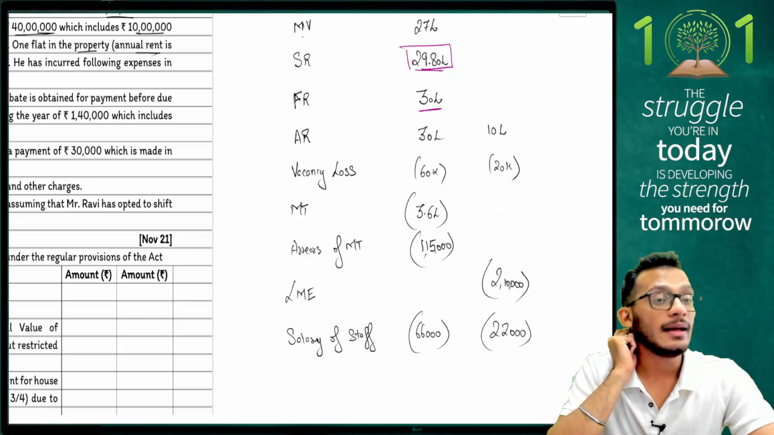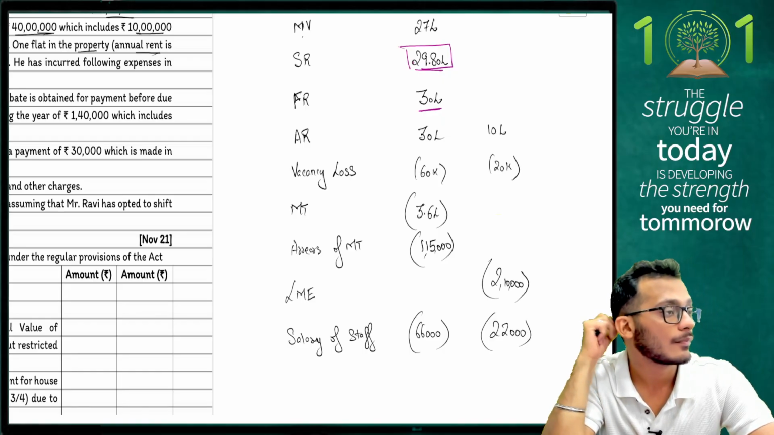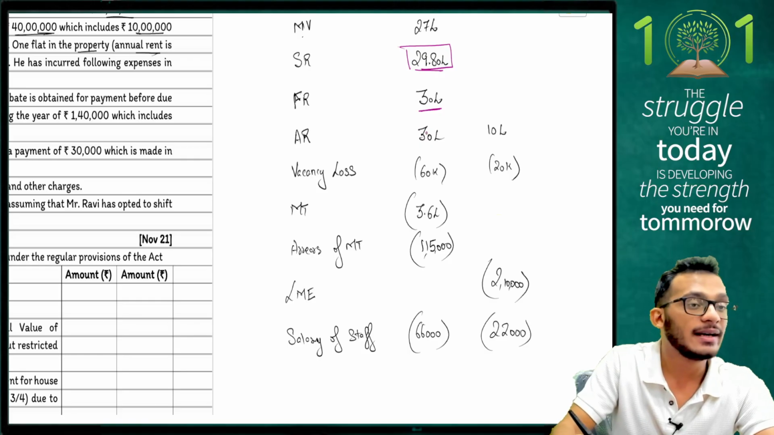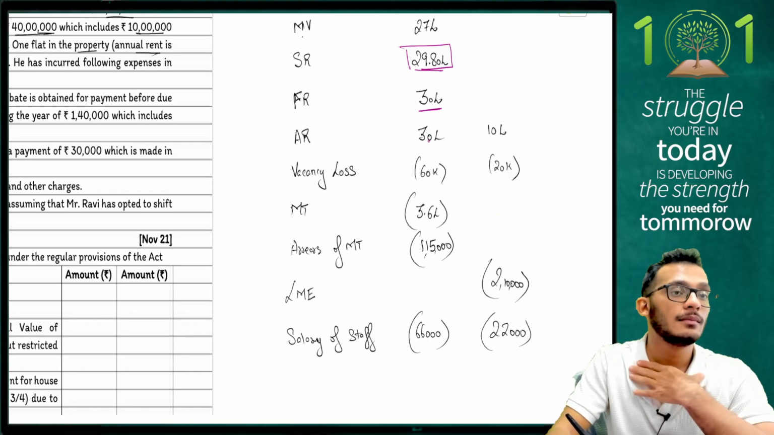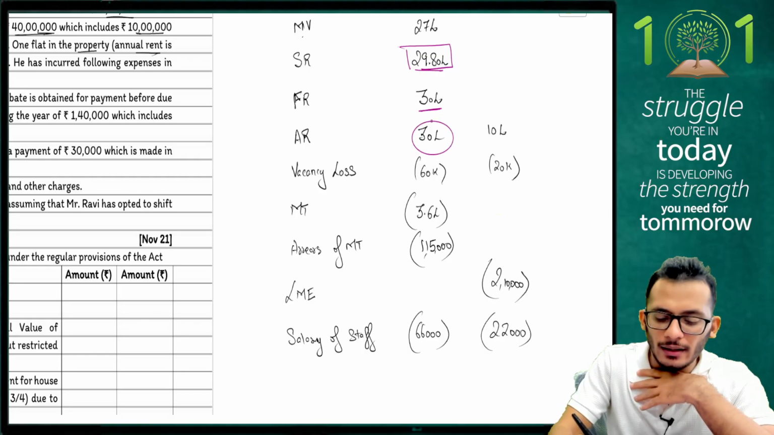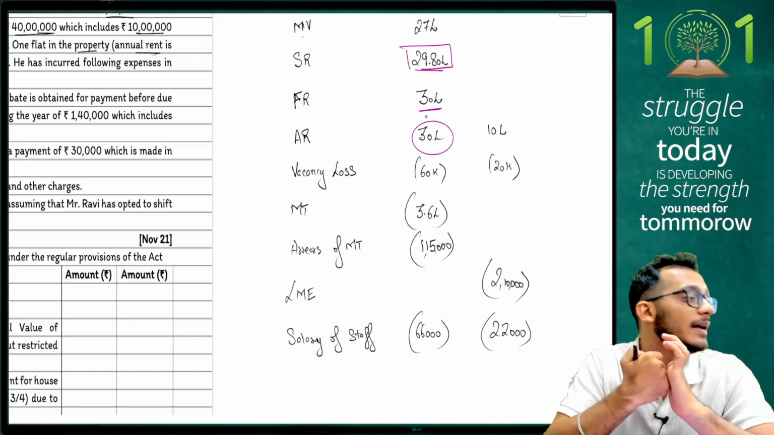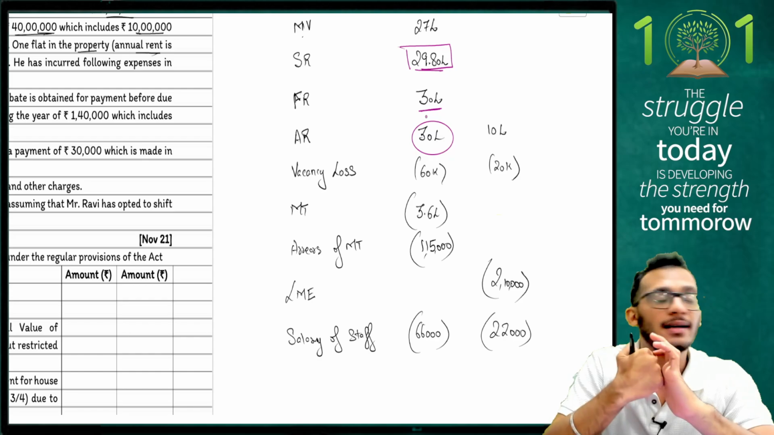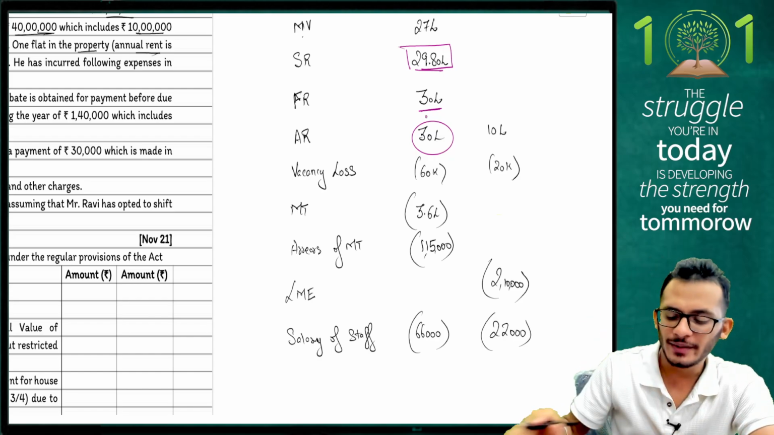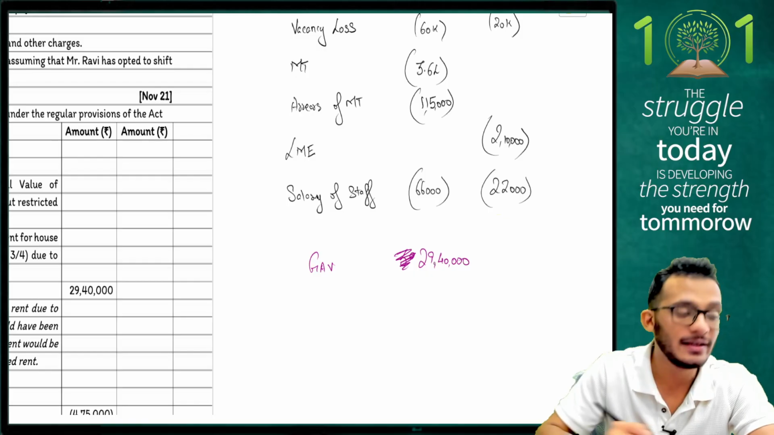Actual rent, ignoring vacancy. Ignoring vacancy how much? 30 lakhs. Which means am I a good guy, bad guy? I'm a good guy because I'm ready to report 30 lakhs, which means I will be eligible for vacancy loss. How much? Which means my GAV is 29,40,000. Correct.